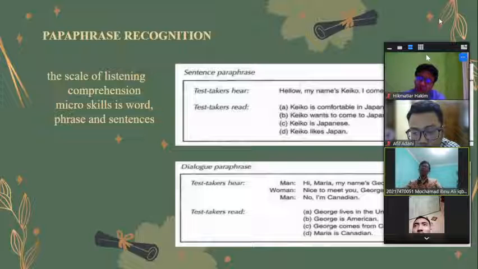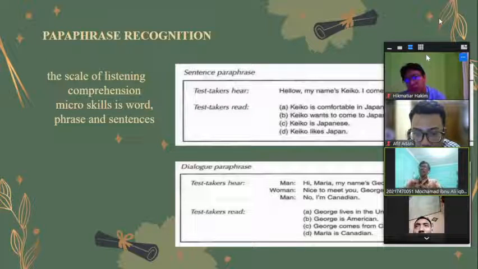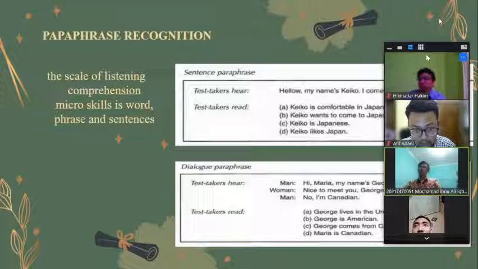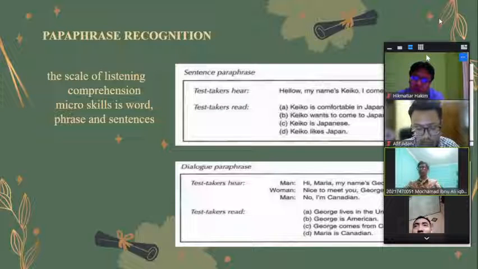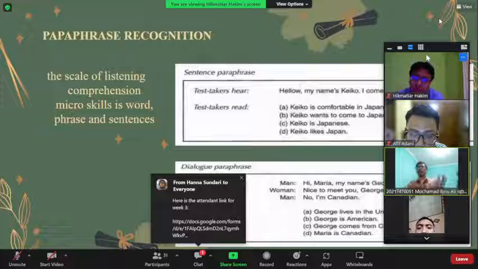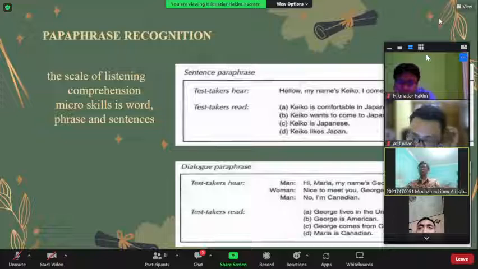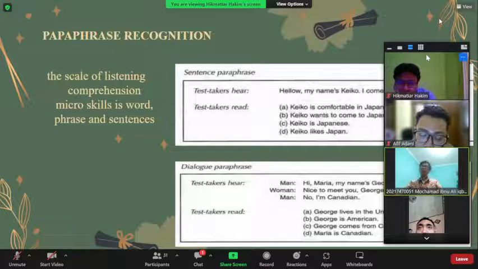And then next, the paraphrase recognition. The next step up on the scale of listening comprehension, micro skill listening, is word, phrase, and sentence paraphrase. In paraphrase recognition, you have to categorize the sentence paraphrase and dialogue paraphrase. The test taker hears, hello, my name's Keiko. I come from Japan. The test taker reads multiple choice A, B, C, D. Keiko is comfortable in Japan. Keiko wants to come to Japan. Keiko is Japanese. And Keiko likes Japan. That's the sentence paraphrase.